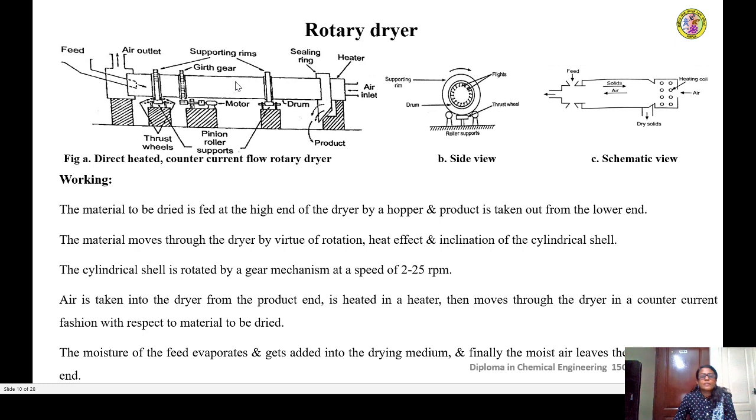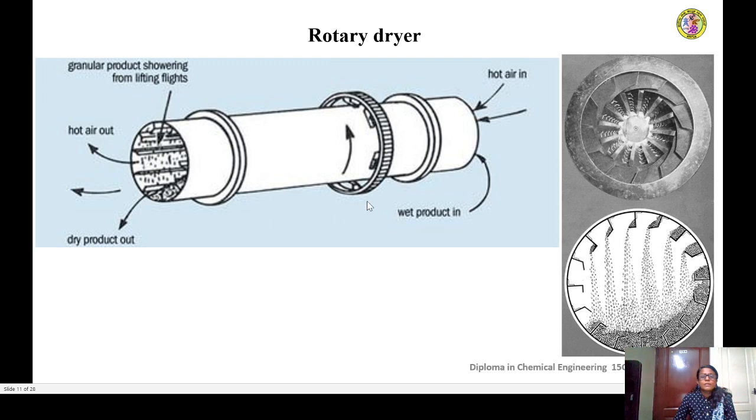Due to heat transfer because of direct contact with the heating medium and the wet material, the moisture from the material evaporates, and that evaporated moisture is carried away by the air and finally, with that moisture content, it goes out from the feed end. A simple diagram showing you how the rotary dryer works.